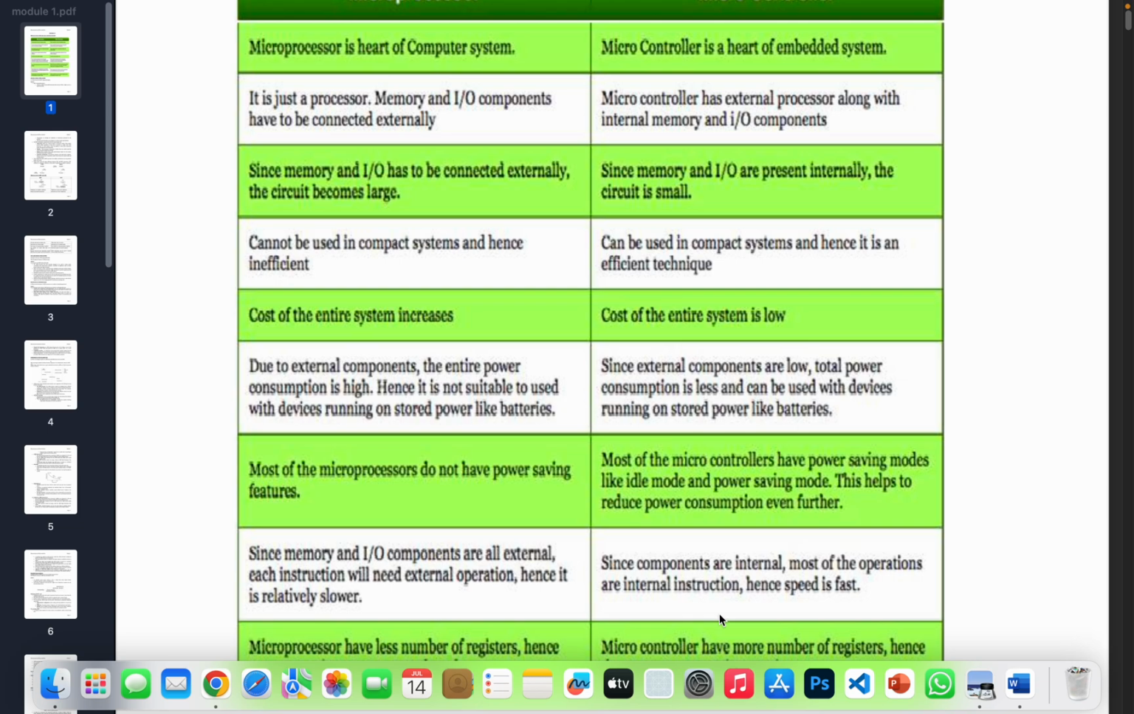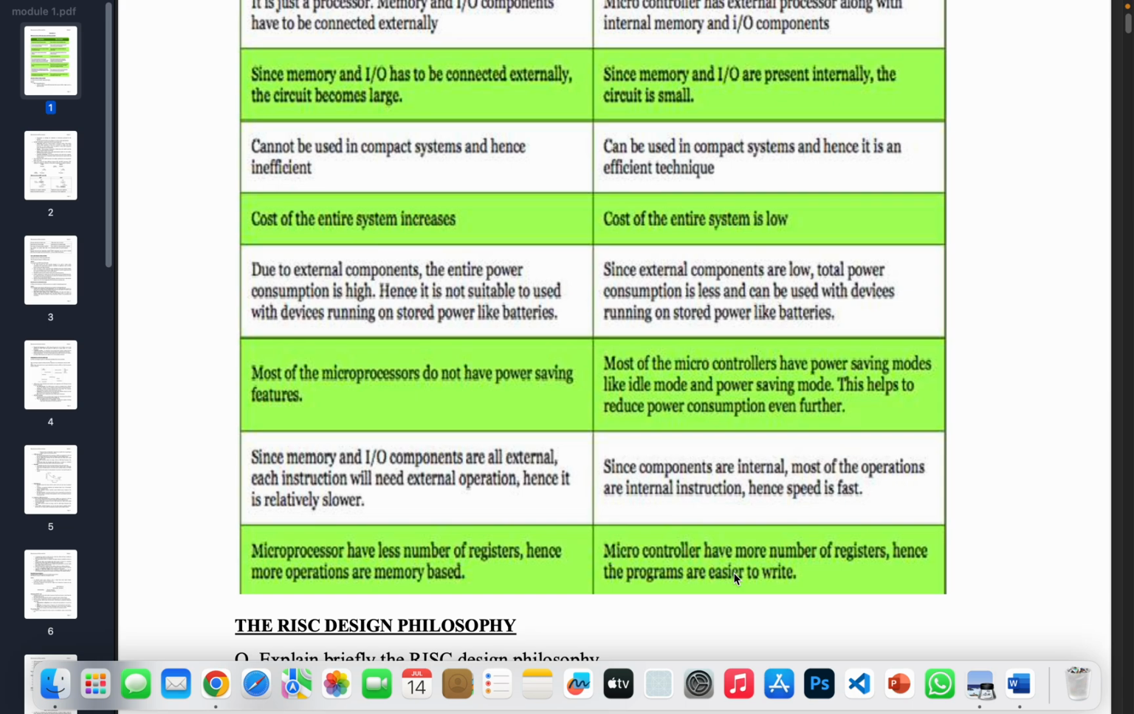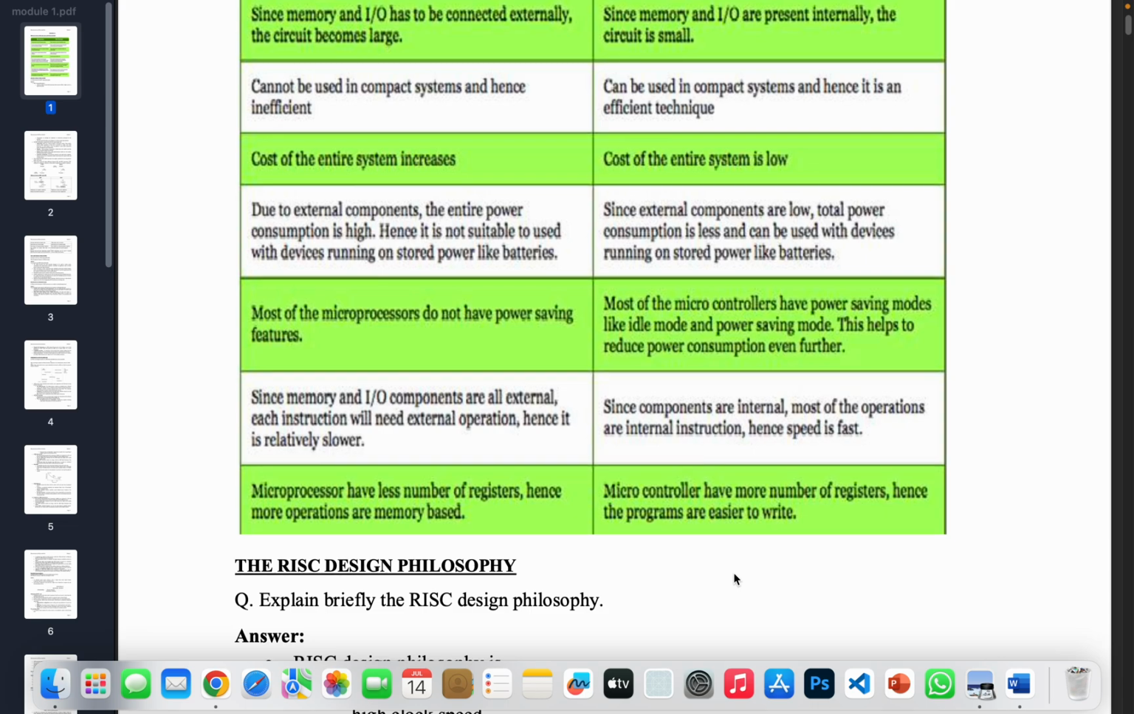Most microprocessors do not have power saving features. Most microcontrollers have power saving modes like idle mode and power saving mode. This helps to reduce the power consumption even further. And then, since memory and input-output components are external and each instruction needs an external operation, a microprocessor is relatively slower. Since components are internal in a microcontroller, most operations are internal and the speed is fast. Microprocessors have fewer registers, hence more operations are memory based. Microcontrollers have more registers, hence programs are easier to write.